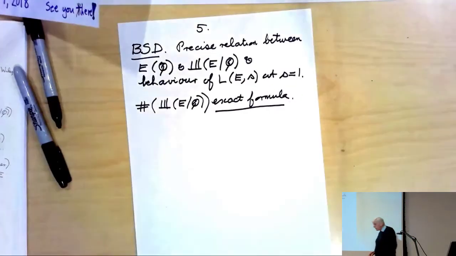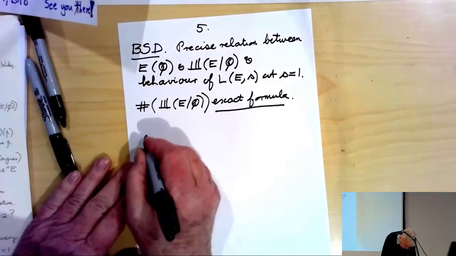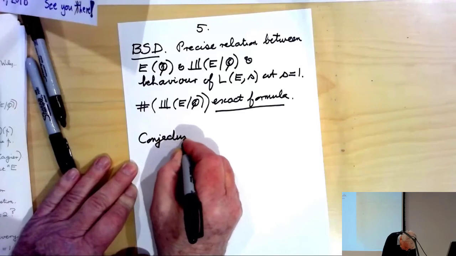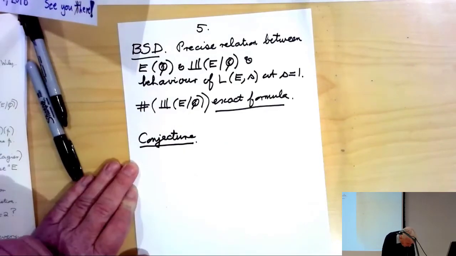And the point I want to make is that the only hope we have of proving this exact formula is using Iwasawa theory, and Iwasawa theory for every prime p. And in particular, there's a very simple first step along the way, which I want to mention as a conjecture because it's not known in general, to give you some idea of how Iwasawa theory comes in.